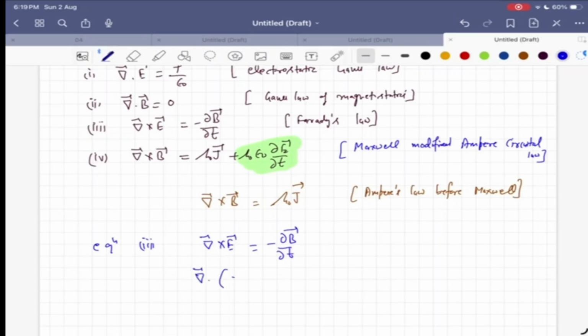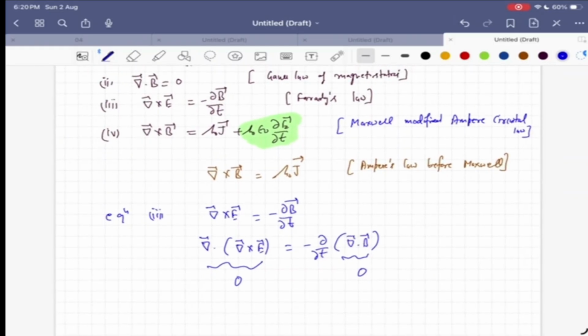So divergence of the left hand side and divergence of the right hand side: the divergence of the curl is always 0, and in the right hand side you see del dot B, which is 0 from the second equation identically. So both sides give us 0, so no problem in this equation. However, if you look at the fourth equation and take the divergence of the fourth now, the divergence reads something like this.